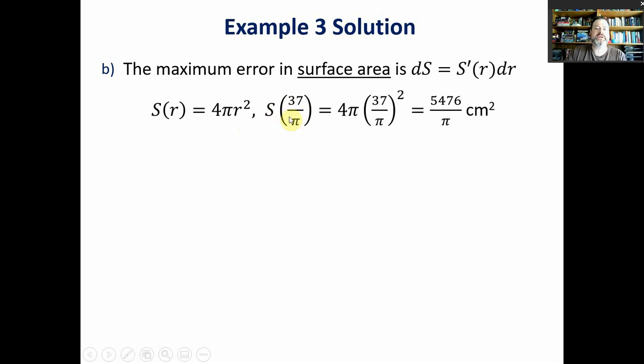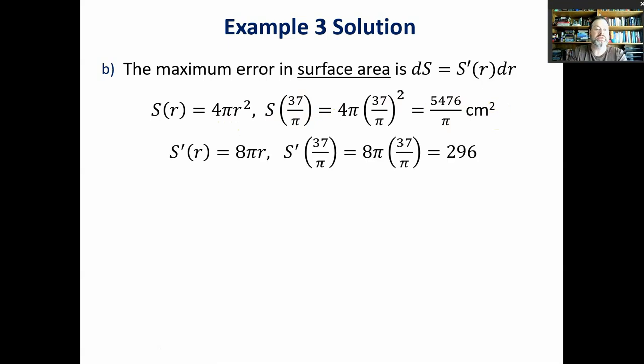So we're finding the surface area. There, remember, our radius is 37 over pi. Plug everything in. Right, there's your surface area. Yes, it's the same as the volume, except it's centimeters squared, because we're talking about an area, not centimeters cubed. Then we compute the differential. So we take the derivative, plug everything in. We get exactly 296, because the pi's cancel.